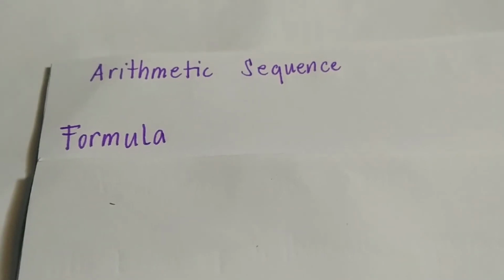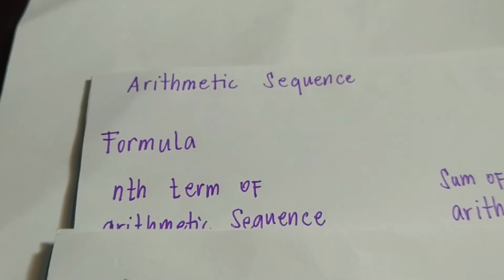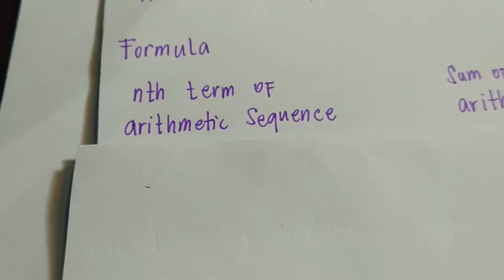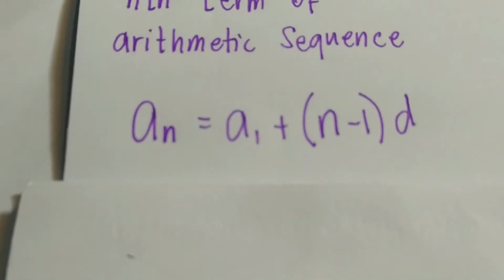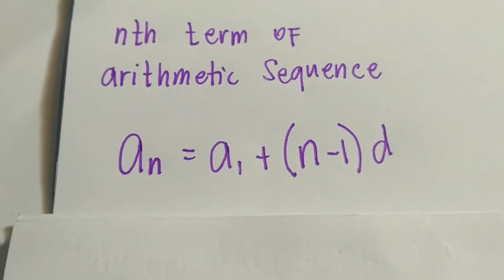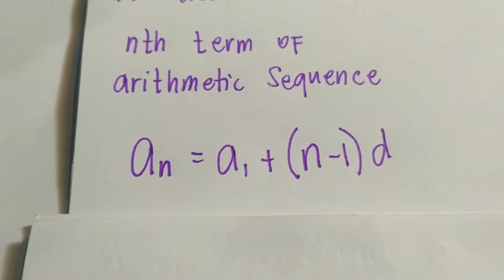The formulas in arithmetic sequence. To find the nth term of an arithmetic sequence, we will use this formula: an equals a1 plus n minus 1 times d.